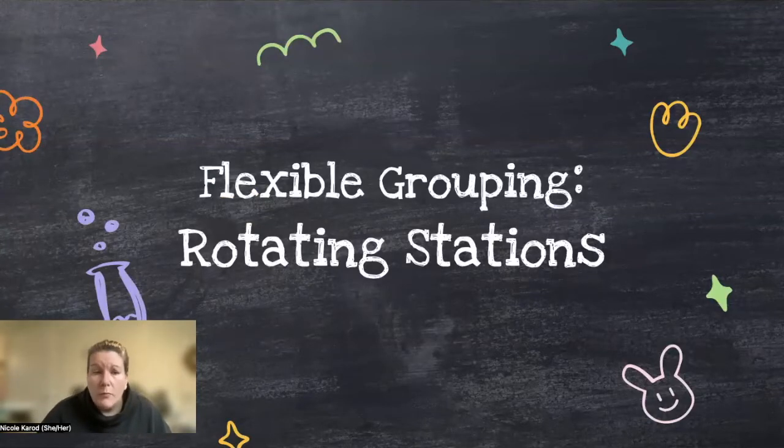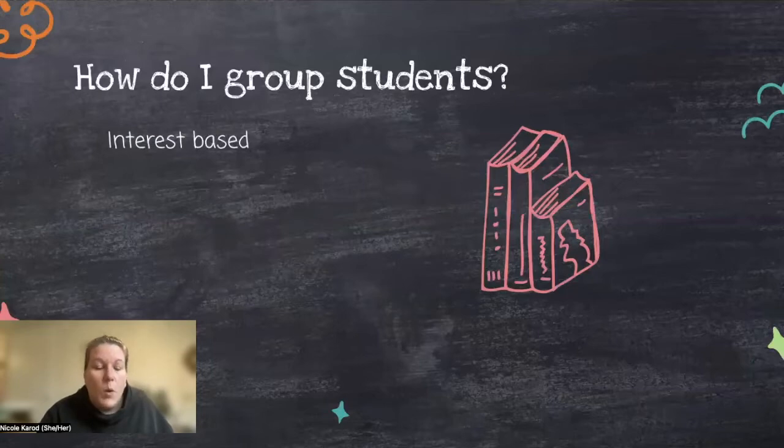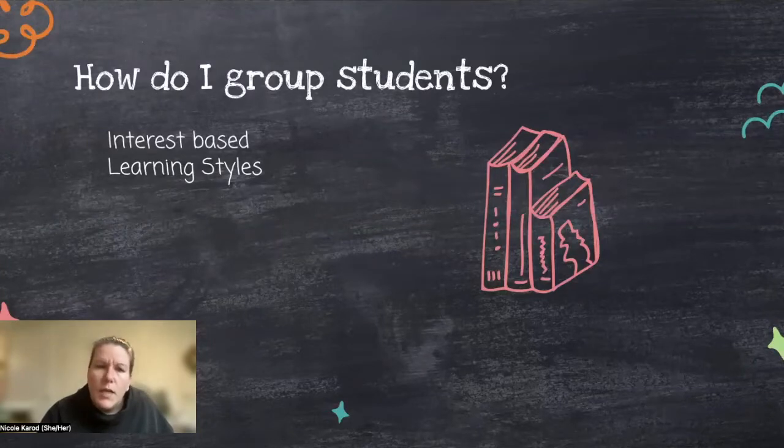So we're going to start by thinking about flexible grouping and rotating stations. This is a form of blended learning, and if you're interested in learning more about blended learning, you can hop on over to the MLTI YouTube station, and on there is a series about blended learning. Thinking about how do I group students? So I've got interest-based, which means that I may poll my students and ask them what they're interested in. Learning styles, I might split groups into kinesthetic learners, visual learners, audio learners. And again, that would probably be a poll or a quiz type thing that you have your students do to figure out their learning styles.